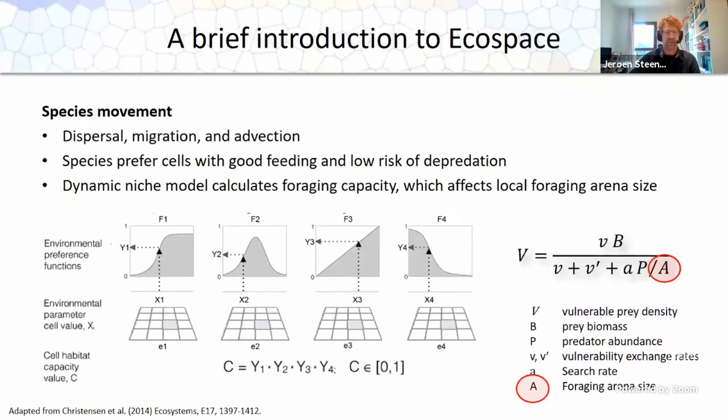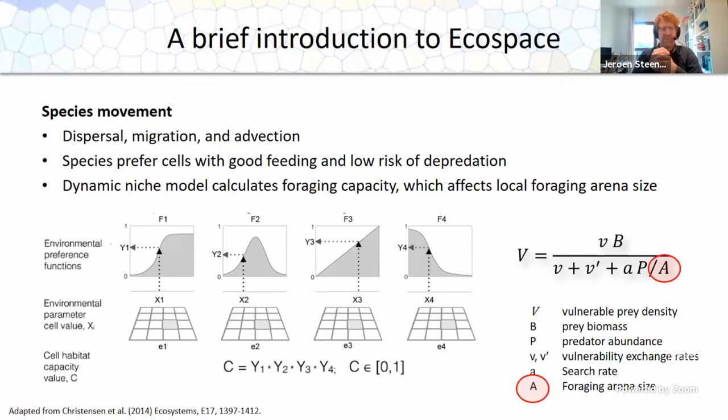A brief one about species movement. As I said earlier, species move in Ecospace because of dispersal, the random movement of just going about your day-to-day business, because of migration, the targeted movement, and advection because of currents. All the species disperse to some degree. And there is a trade-off that species make between good feeding conditions in a cell versus a risk of predation. Better feeding and low predation risk means that a species has a higher chance of staying in a cell where conditions are better. Species don't know where good conditions are, but they may run into them, and if they're in a space where conditions are better, they're most likely to stay. That's basically how species move in Ecospace.